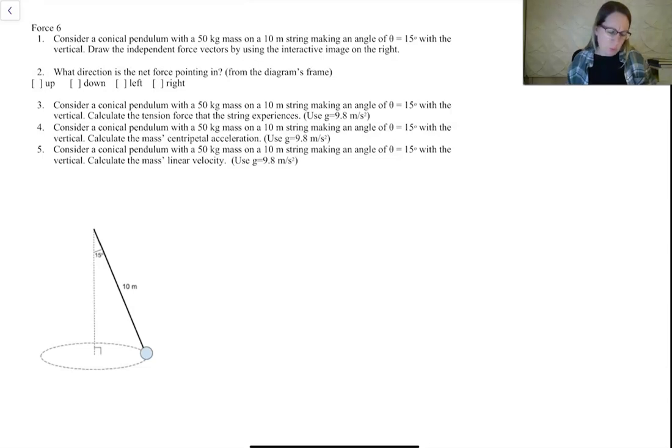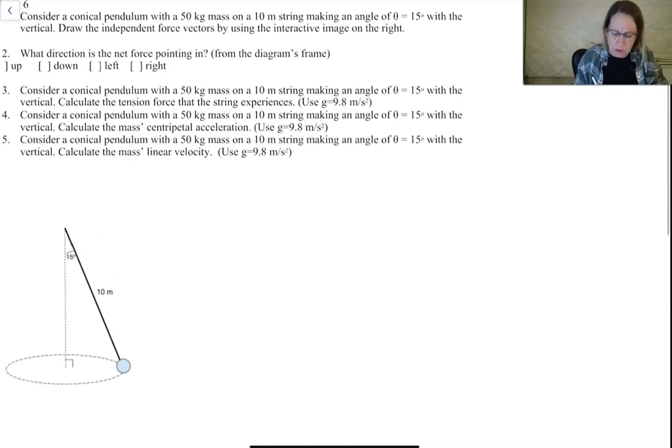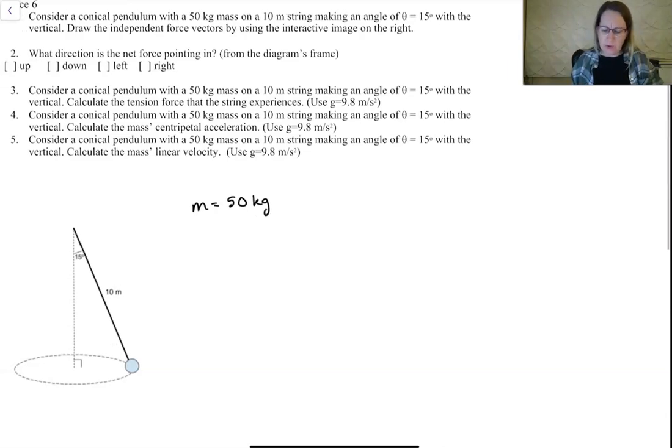Another example with circular motion is this conical pendulum that rotates around in a circle like this. You can see it set up with this problem as a 50 kilogram mass. So the mass is equal to 50 kilograms, and the string is 10 meters at a 15-degree angle. And it asks first to draw the force vectors.